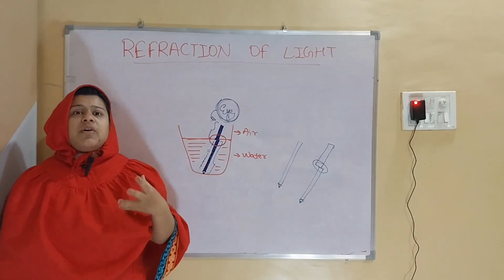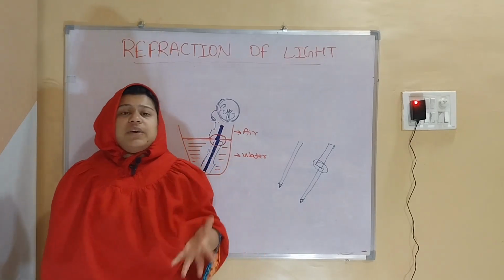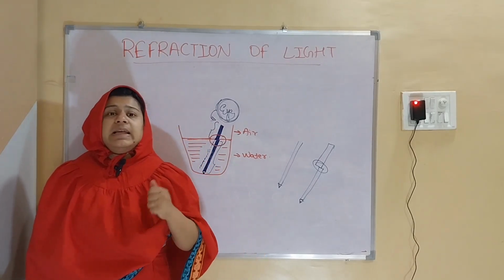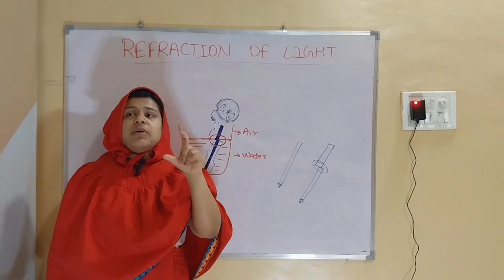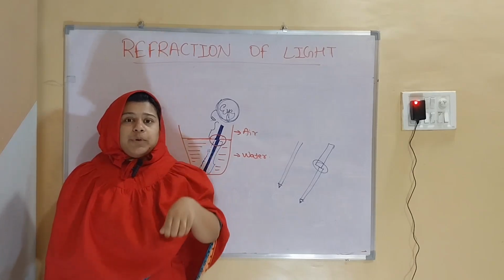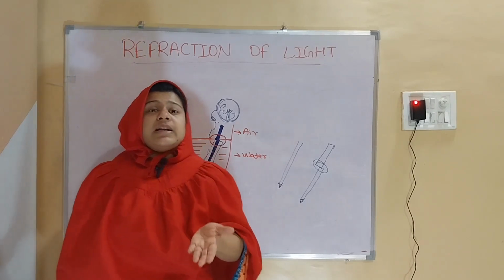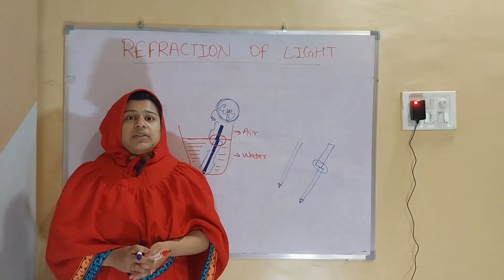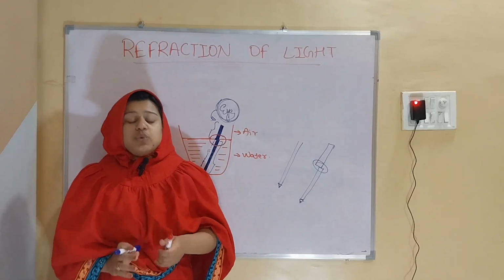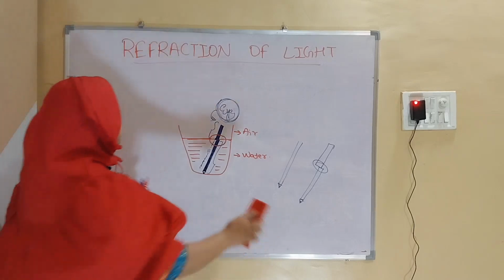For example, if we immerse a coin in a bucket full of water, we feel that the coin is slightly lifted. If we place a rectangular glass slab over our book in which letters are written, the letters look lifted up. So all these phenomena, these examples, are due to refraction. Now, what is refraction of light?